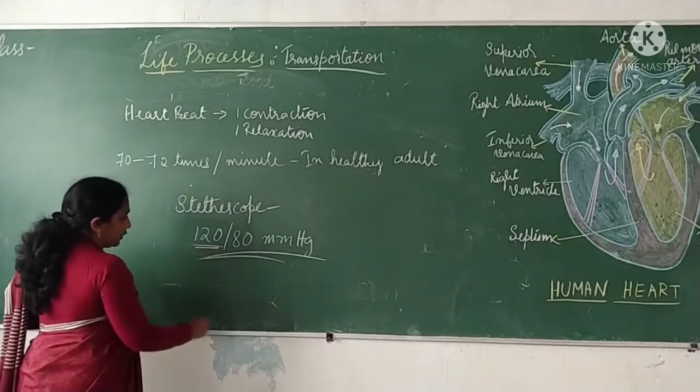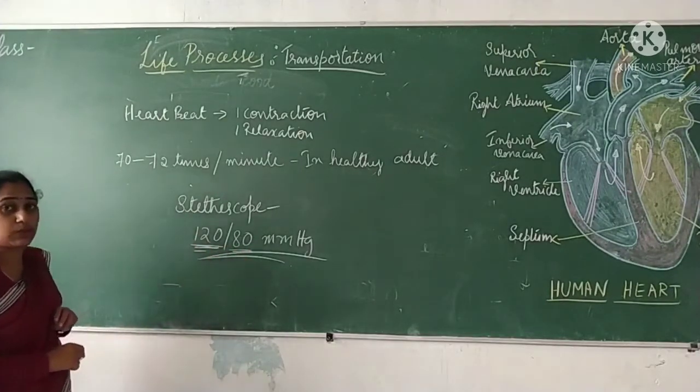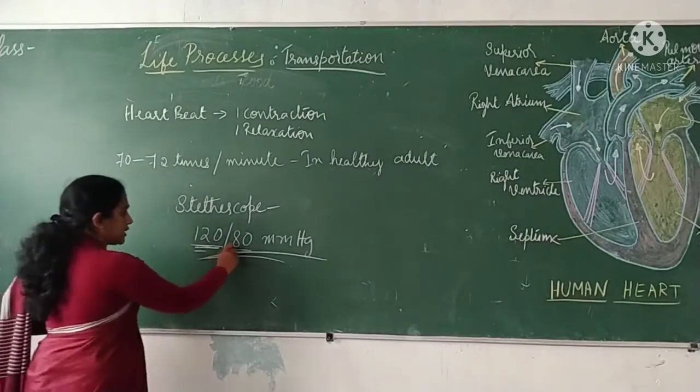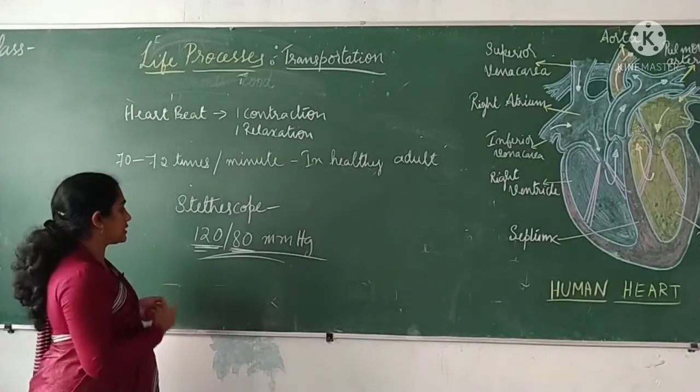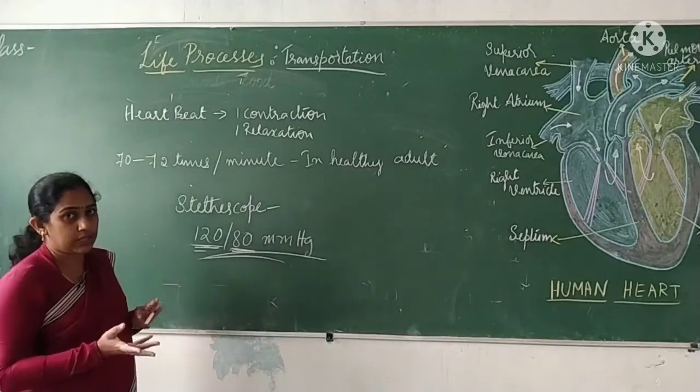So here you can see 120 and you can see 80. 120 will be the highest pressure, caused during systolic, that's contraction of the heart muscles, and 80 is the lowest pressure, which is caused during the diastole, that is when the heart is relaxing. So we have to measure both systolic and diastolic blood pressure.